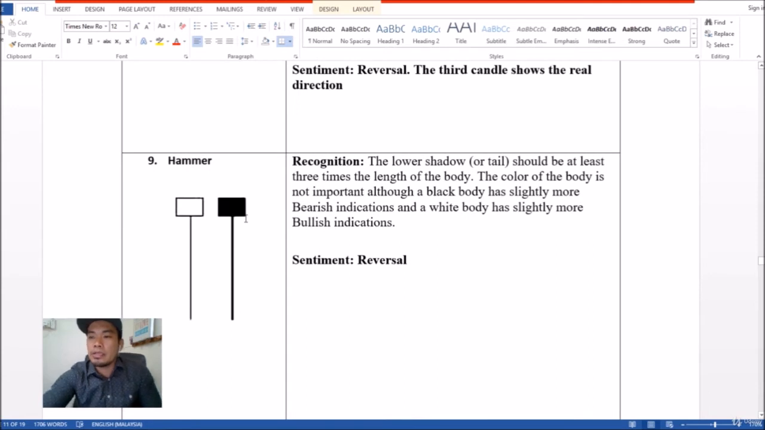And this is the hammer, a single candle. The requirement for a hammer to happen is that this wick is 3 times longer than the real body. You can see this real body is 3 times shorter than the wick. If this is happening, we can say that a hammer is forming, and this hammer usually appears at a trend reversal point.